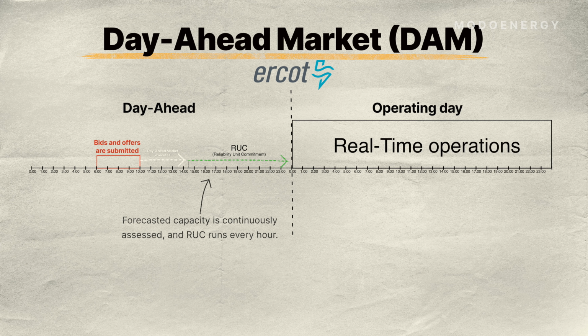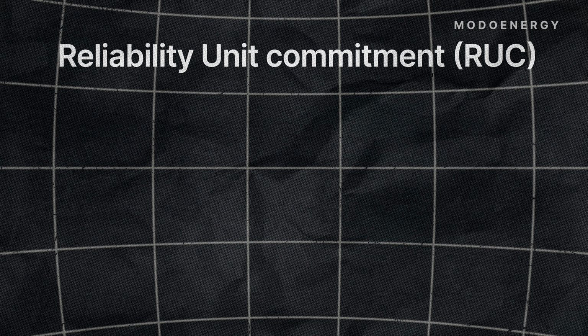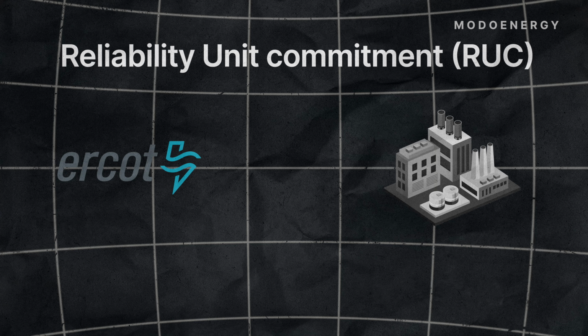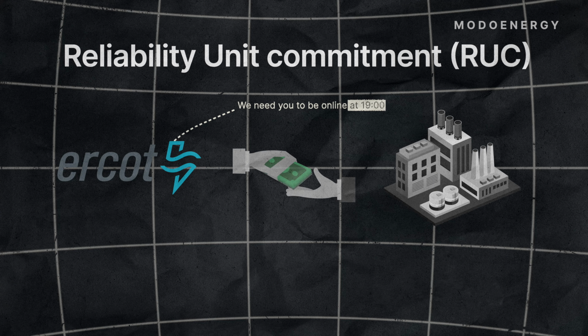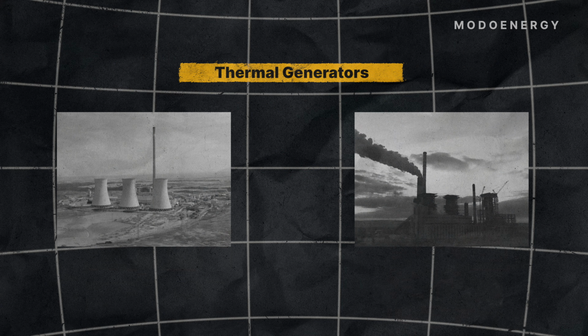If ERCOT believes it may not have enough supply in the event of forecast errors, it can use RUC to commit a generator to be online in the next operating day. This just means instructing a unit to operate during hours it wasn't previously due to be online for, and paying it to do so. These will typically be thermal generators, like coal or natural gas plants, with long startup times and large capacities.